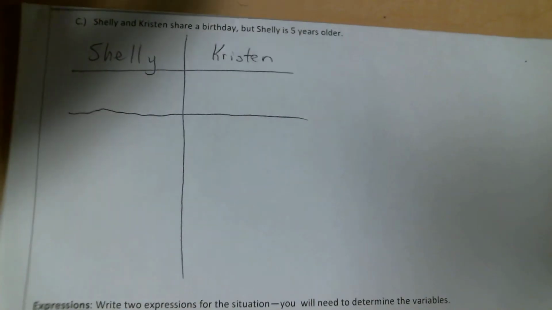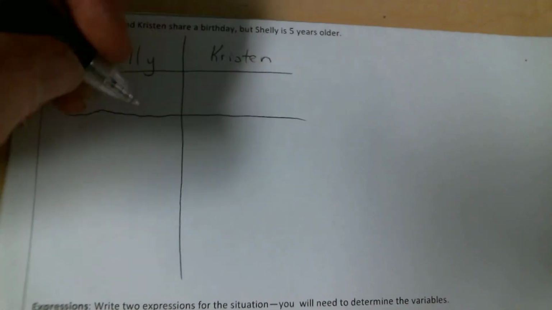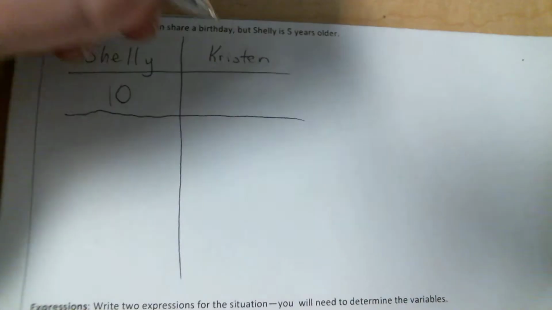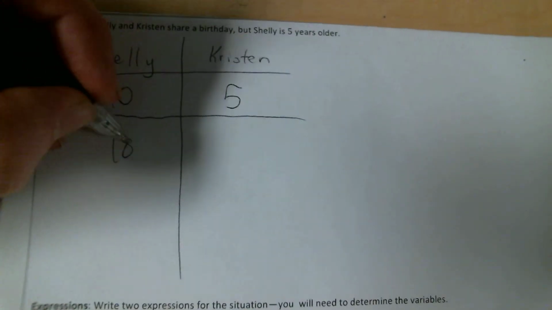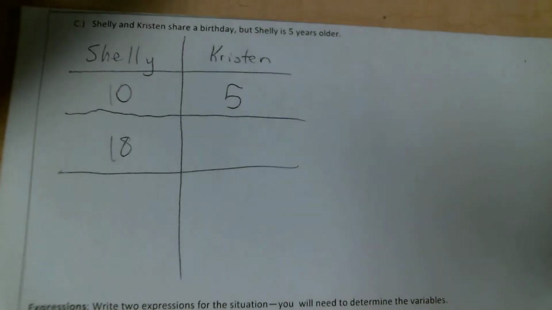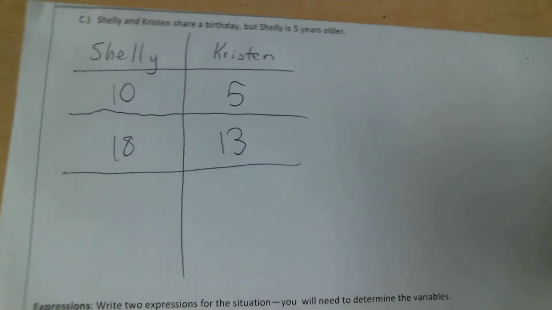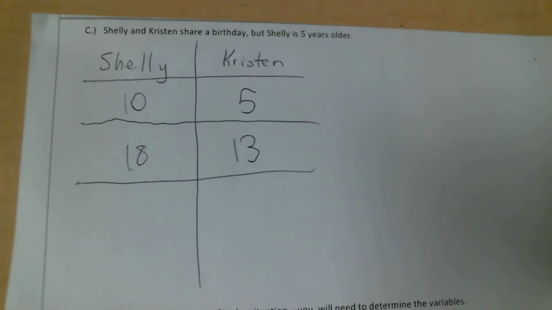All right, so first of all, we have Shelly, we have Kristen, right? Shelly is 5 years older than Kristen. So that means when Shelly is, let's say like 10, Shelly is 5 years older, so Kristen must be 5. So that means when Shelly is 18, Kristen must be 13. So already, if you see a mistake, correct it and try to move on and correct your expressions down at the bottom. I'm going to keep going.